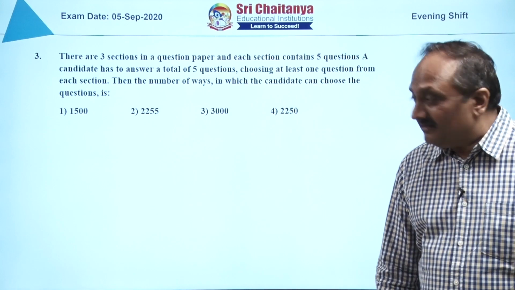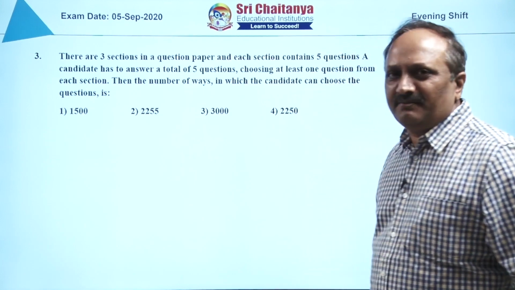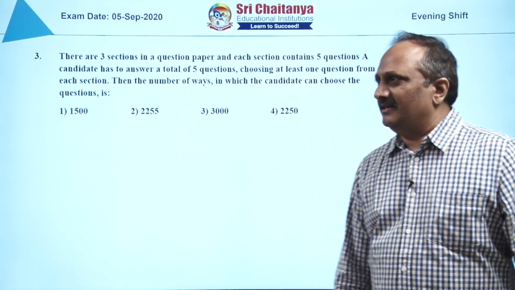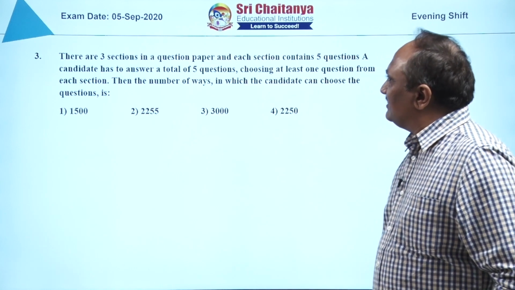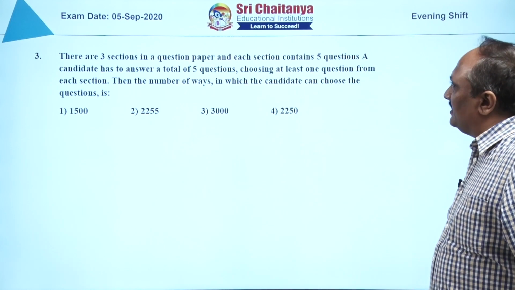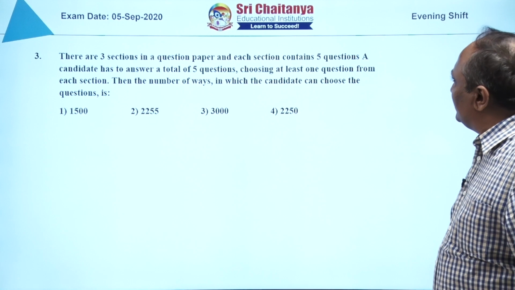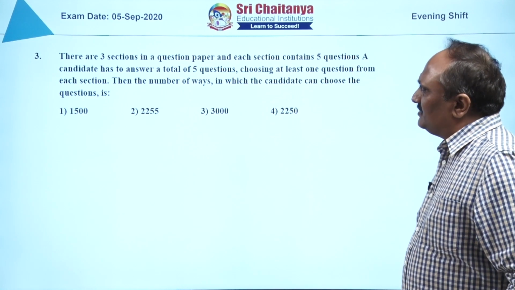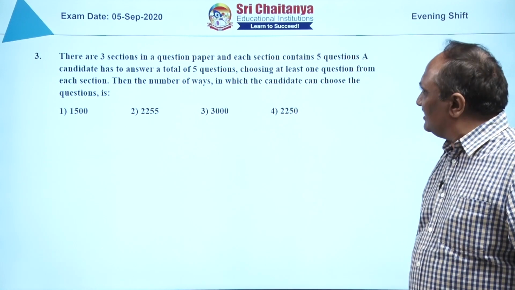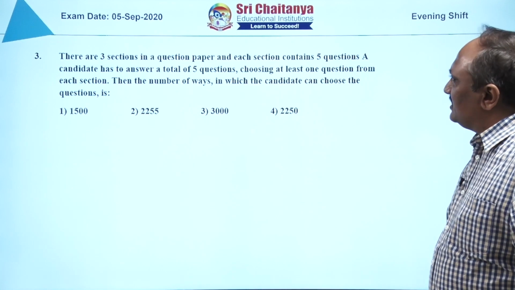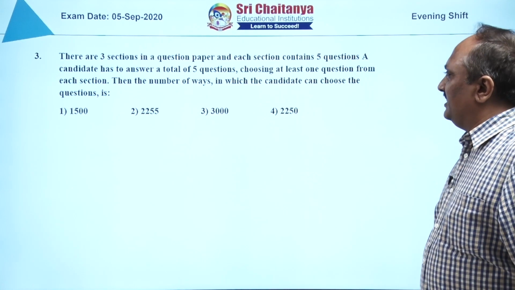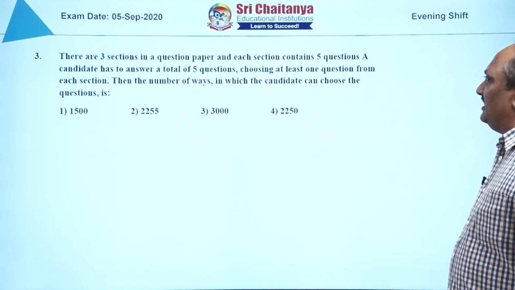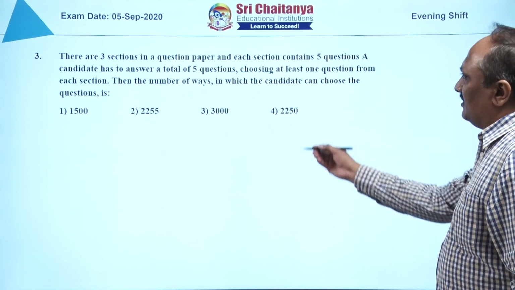So, third question, it is given based on permutations and combinations. Here there are 3 sections in a question paper and each section contains 5 questions. A candidate has to answer a total of 5 questions, choosing at least one question from each section. The number of ways in which the candidate can choose the questions.